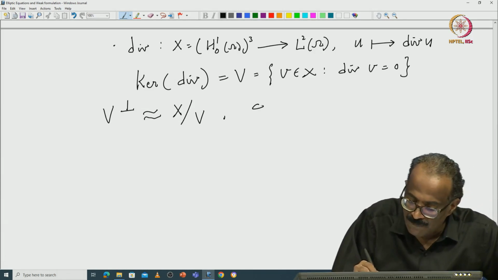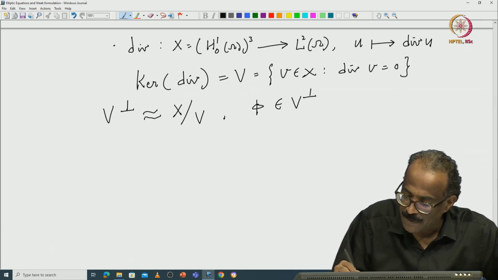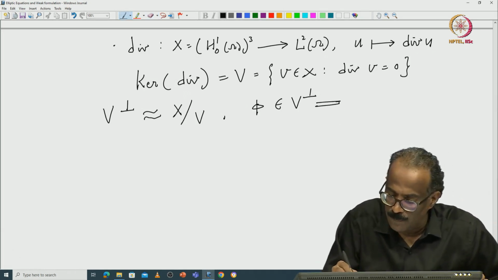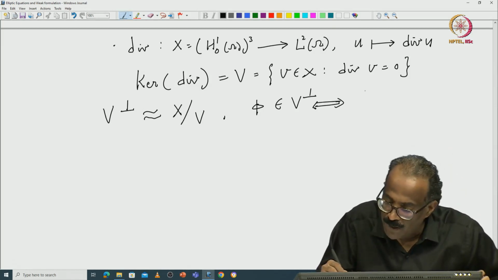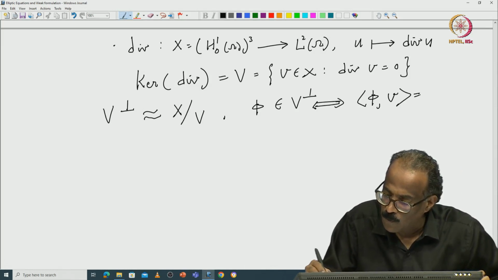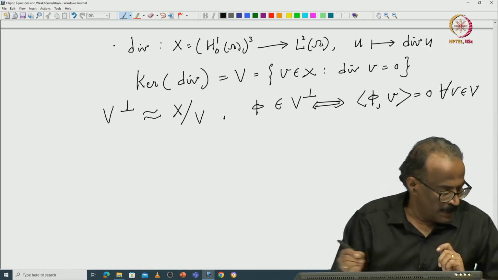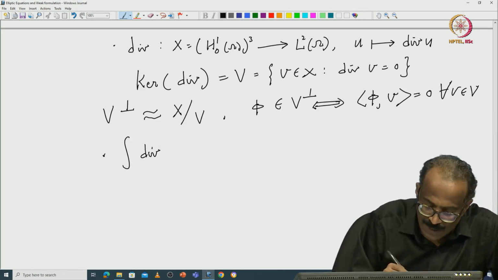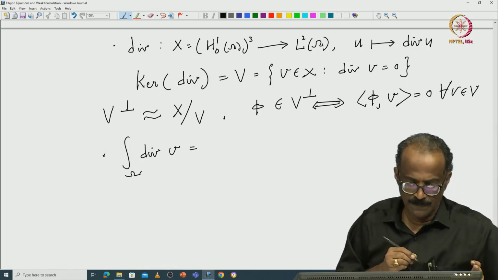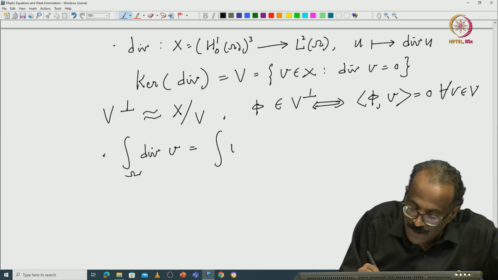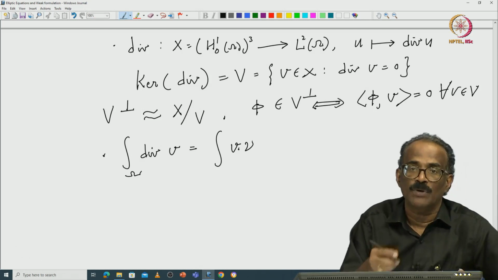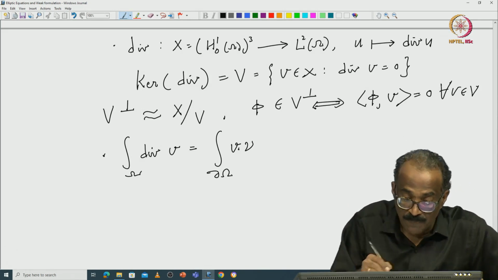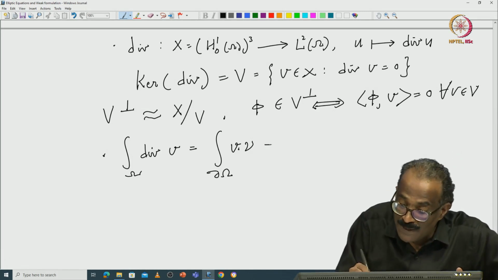So, phi is in V perp is equivalent to the inner product of phi and V equal to 0 for all V in V. And another fact: the integral of div V, by integration by parts, you get V dot nu, just because div V is equal to dV_i by dx_i, where nu is the normal which you are using, and V is in X with boundary value 0. So, the integral of div V is always 0.